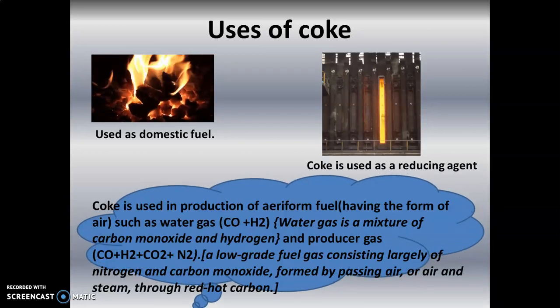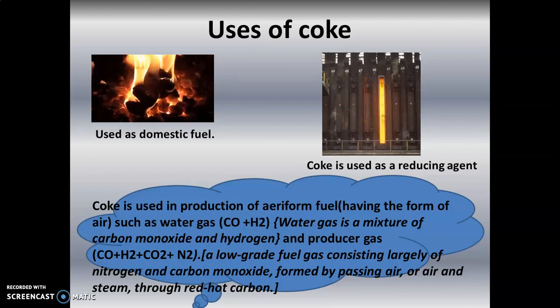Coke is used in the production of aeroform fuel, having a form of air, such as water gas. This is a new concept. Water or air-like fuels are called aeroform fuels, such as water gas, which is CO plus H2. Water gas is a mixture of carbon monoxide and hydrogen. Also producer gas, which is carbon monoxide, hydrogen, carbon dioxide and nitrogen, a low-grade fuel gas consisting largely of nitrogen and carbon monoxide, formed by passing air or air and steam through red hot carbon.